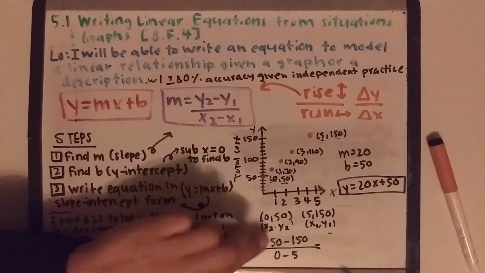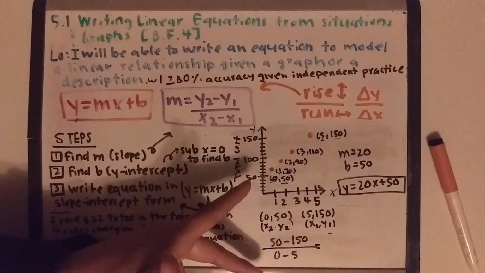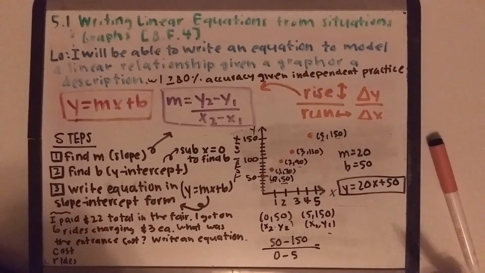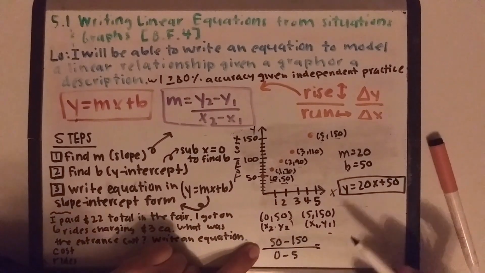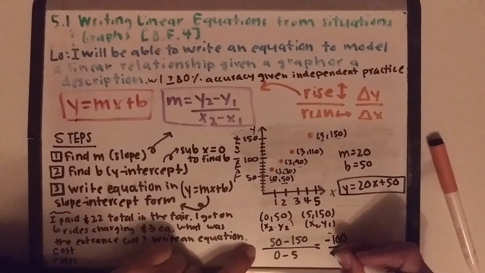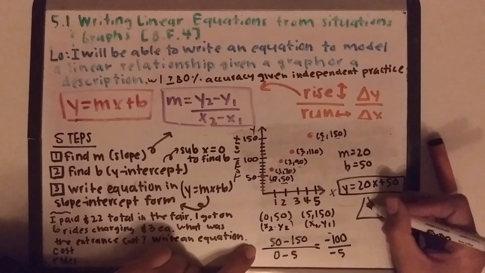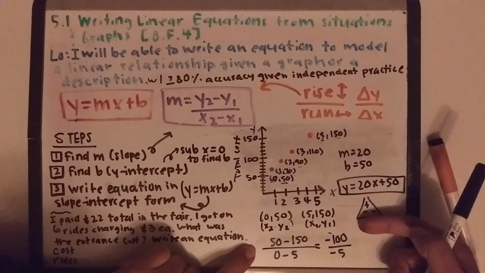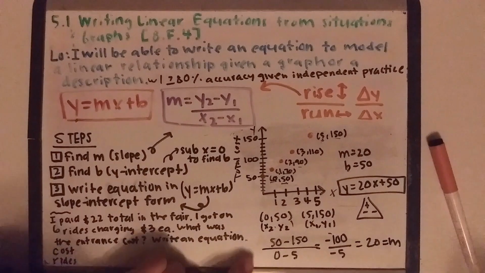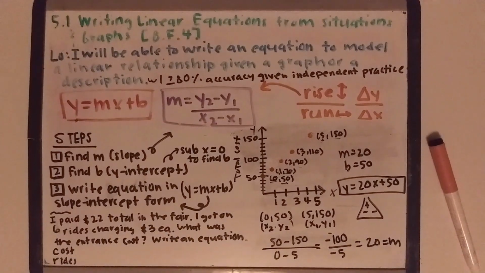If you switch your y on the bottom and the x on the top, it's also wrong because remember, slope is rise over run. It's not run over rise. Okay. So I go 50 minus 150. That's actually negative 100. And then 0 minus 5. That's also negative 5. And if we remember our magic Dorito, negative divided by negative gives us a positive. So that's 20. So see, I get the same answer. That's my m. Okay. Let's do this one together and then I'll give you one to do.